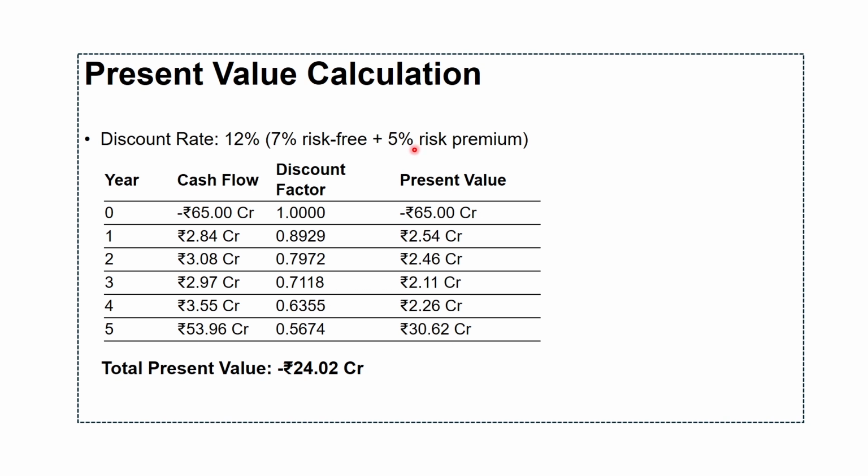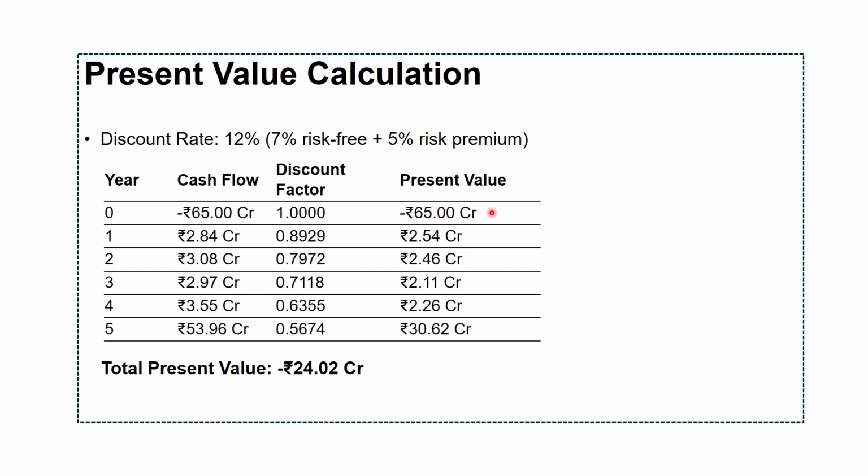So, year 0 cash flow of negative 65 crores has a discount factor of 1.000, resulting in present value of negative 65 crores. Year 1 cash flow of 2.84 crores has a discount factor of 0.8929, producing present value of 2.5 crores. Year 2 cash flow discounts to 2.46 crores using factor 0.7972. Then year 3 cash flow of 2.97 crores discounts to 2.11 crores.